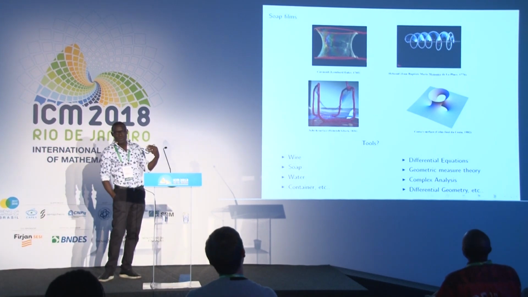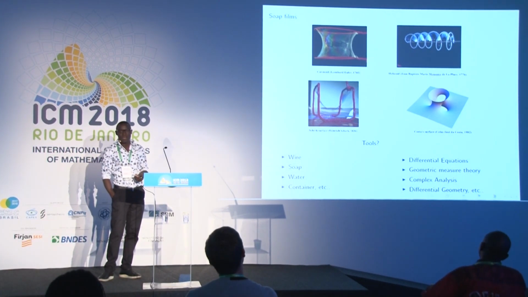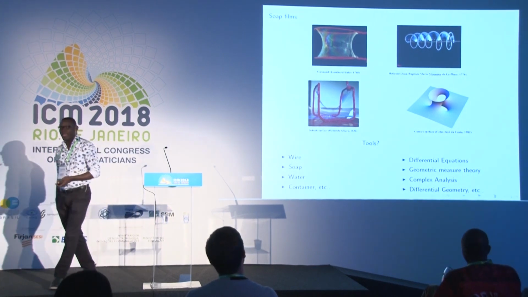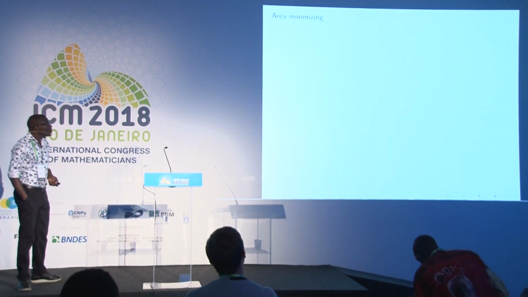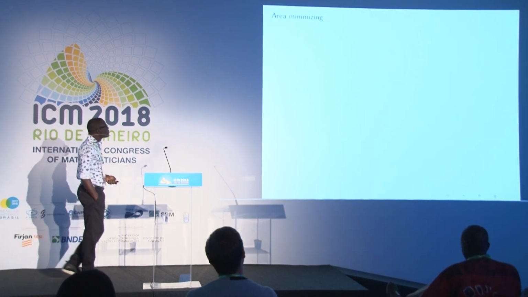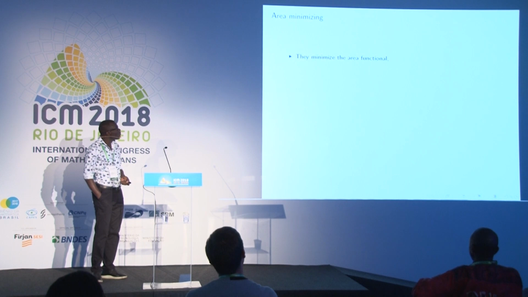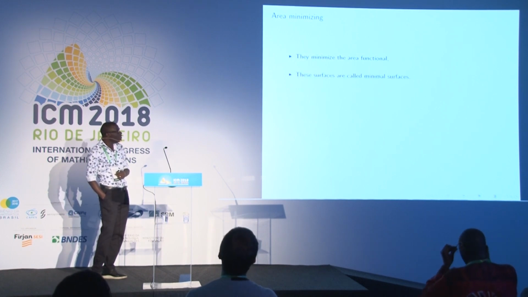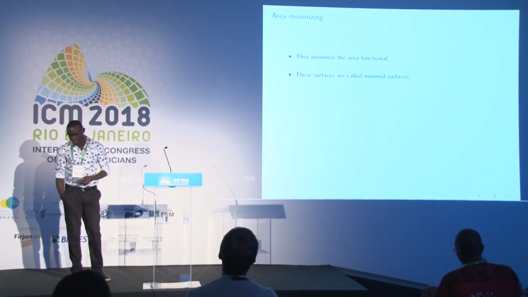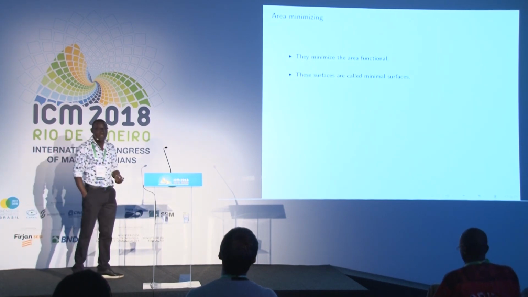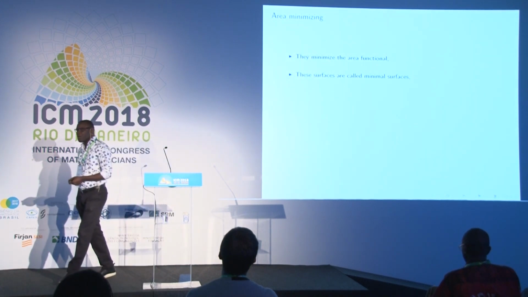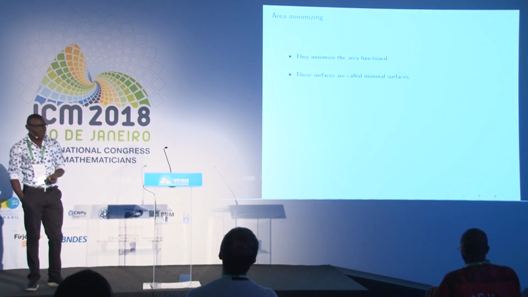In mathematical terms, that would mean you have surfaces which have zero mean curvature, or surfaces which minimize area. So I start with area minimizing in this setting. Something very interesting is that they are called minimal surfaces. Even if you Google minimal surfaces, you can immediately see many kinds of surfaces with different geometry and topology.